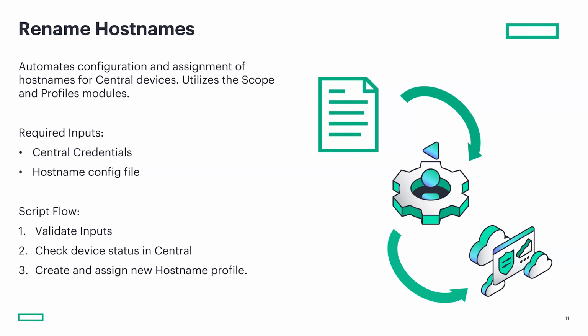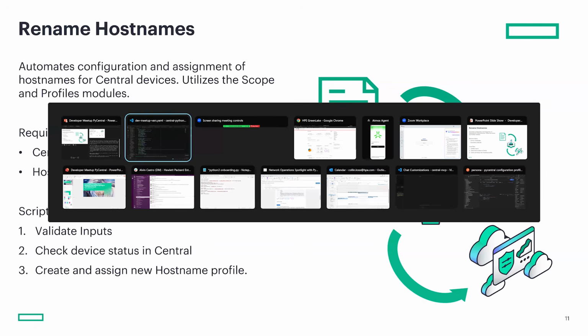Now, these are exactly the type of enhancements that we've implemented throughout the package, and it's all for the goal of enhancing the user experience of Central in tandem with our APIs. So of course, the configuration file required for rename hostnames is very simple. So I'll show you what that looks like. You only have to designate the serial numbers.